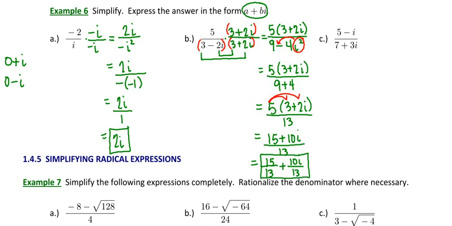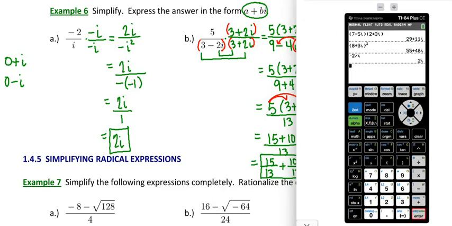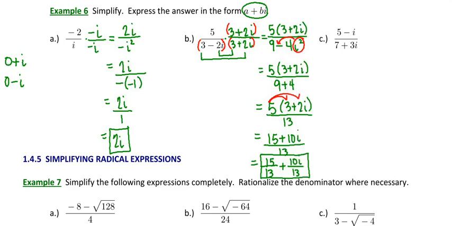Okay, that one's definitely worth checking. So let's type in our original fraction. 5 divided by 3 minus 2i. The calculator gives us 15 over 13 plus 10 over 13i, equivalent to what we came up with.